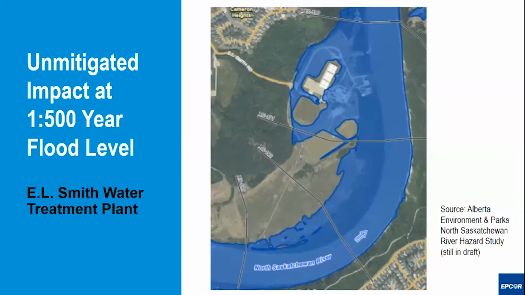So this is an image of flooding at the E.L. Smith plant. You can see the reach of a 1 in 500 year flood level and what that means for the plant. You can see in blue the North Saskatchewan River and where the river overtops its banks and inundates the sites. We have impacts to our low lift pump houses, which take that raw water out of the river and draw it up into the water treatment plant. And we also have impacts to our buildings where we house our additives for the treatment process.